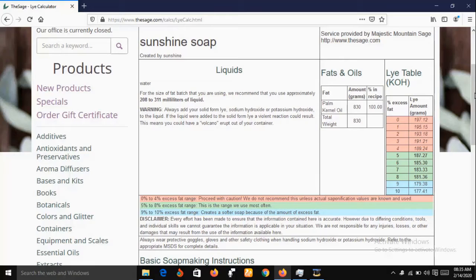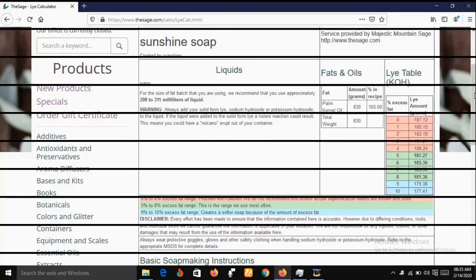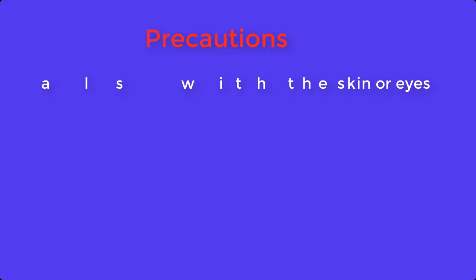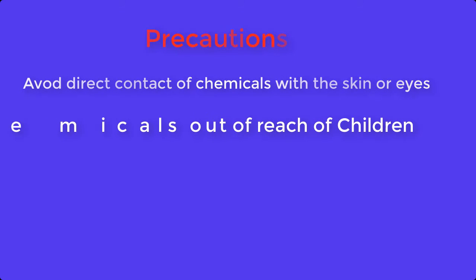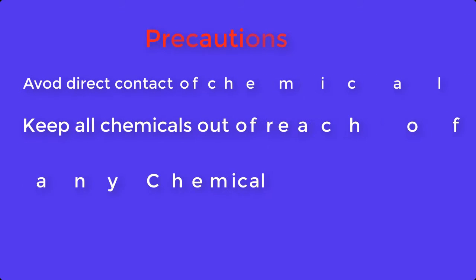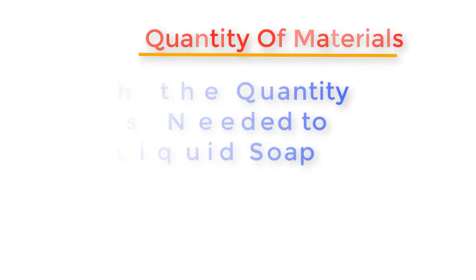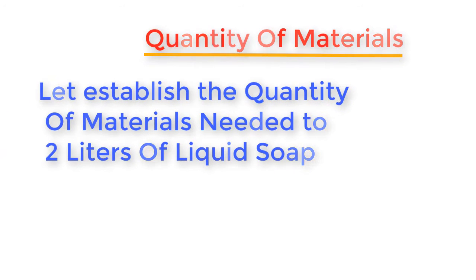But before we go into the main production process proper, let's go through some safety precautions you will take as you do this preparation. Avoid direct contact of chemicals with the skin or eyes. Keep all chemicals out of reach of children, and do not taste any chemical. Now let's establish the quantity of materials required to produce 2 liters of liquid soap.